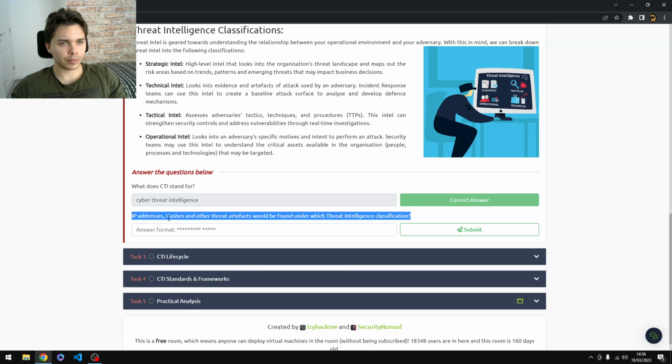IP addresses, hashes and other threat artifacts would be found under which threat intelligence classification?